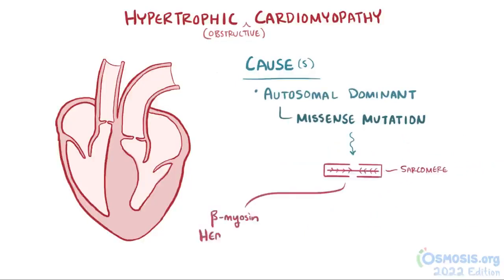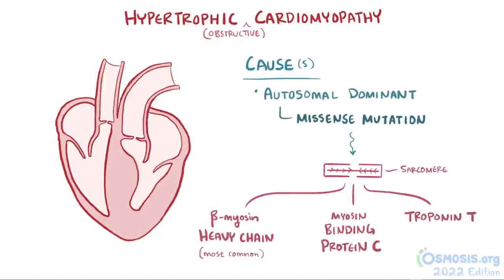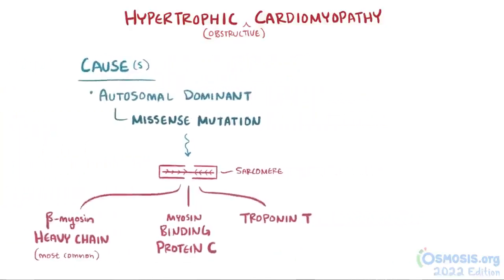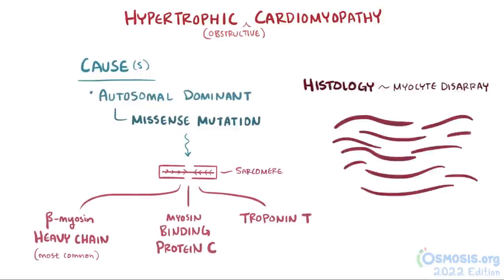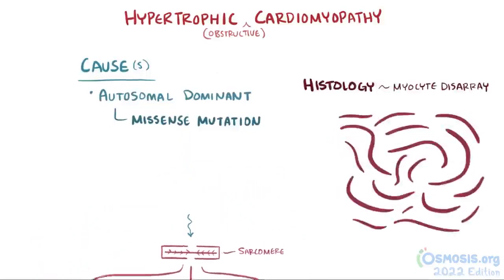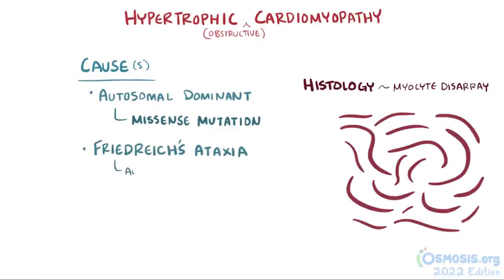The beta-myosin heavy chain is the most common, but it can also be mutations in the myosin binding protein C and troponin T. A classic finding on histology is myocyte disarray, where instead of making nice parallel lines, myofibers don't line up quite right. Also, people with Friedreich's ataxia, which is an autosomal recessive neurodegenerative disease, often develop hypertrophic cardiomyopathy.